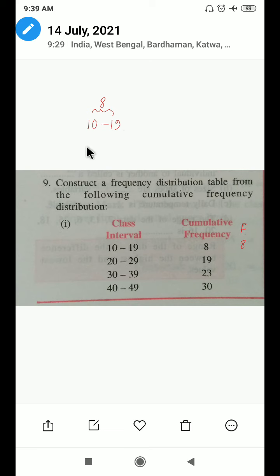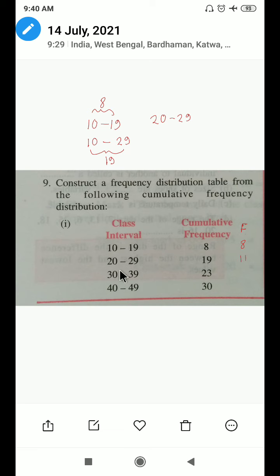and the cumulative frequency up to 29 is given here, that is 19. But you have to find out the 20 to 29 frequency. So what to do? You have to subtract the 10 to 19 frequency from this. Here 19 minus 8. If you subtract 19 minus 8 you will get 11.